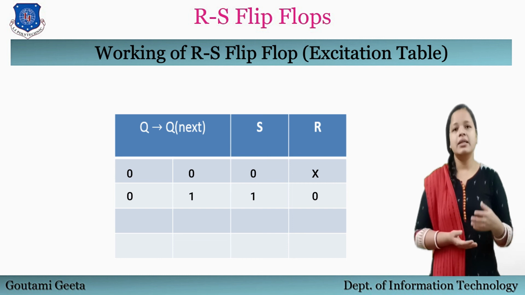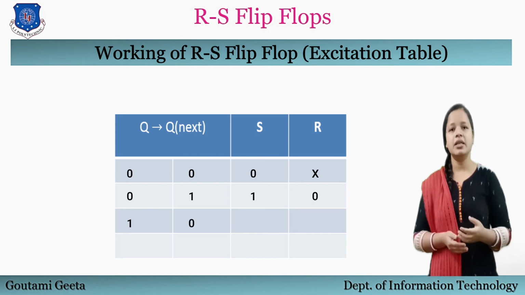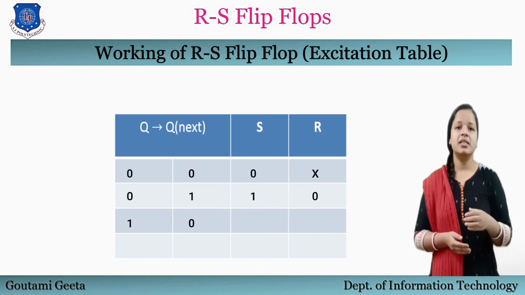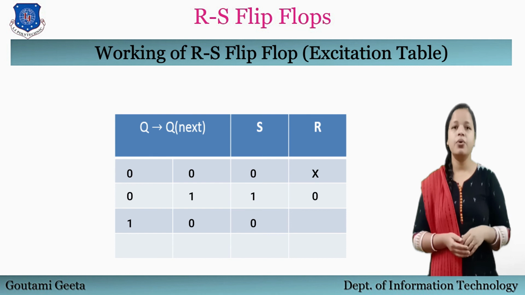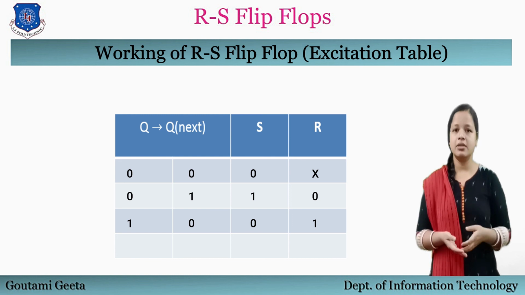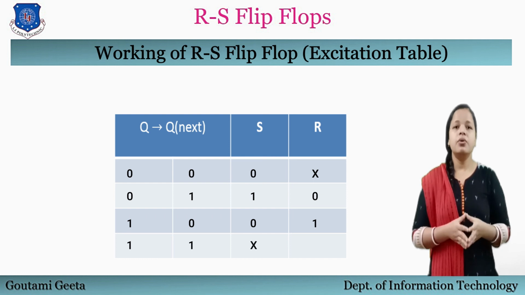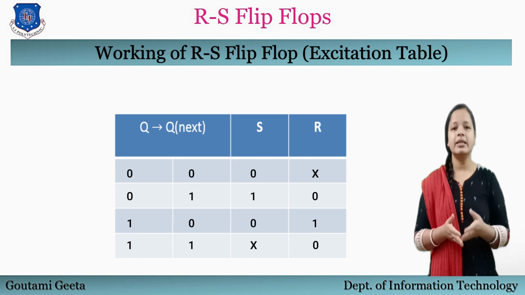Next, when the current state of the flip-flop is 1, then our next state will be either 0 or 1. Let's take the first situation when the next state is 0. From the truth table, we can see that when we have S is equal to 0 and R is equal to 1, we get Qn as 0. So, we write here S is equal to 0 and R is equal to 1. For the next situation, when the current state is 1 and the next state is 1, then for R is equal to 0 and any value of S, we get the next state as 1. So we write here S is equal to X and R is equal to 0.